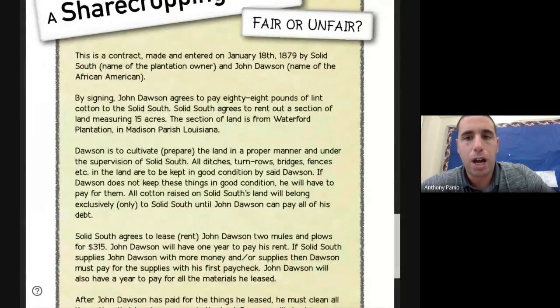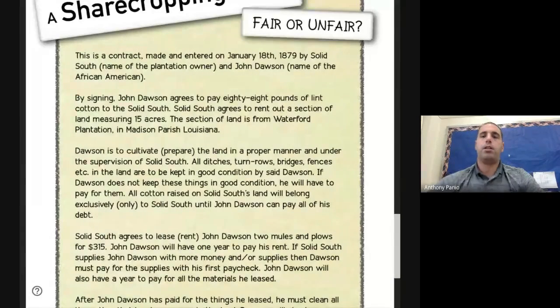By signing, John Dawson agrees to pay 88 pounds of lint cotton to the Solid South. Solid South agrees to rent out a section of land measuring 15 acres. The section of his land is from Waterford Plantation in Madison Parish, Louisiana. So John Dawson gets 15 acres of land, and he has to grow a total of 88 pounds of lint cotton. Now, I know you're not farming experts, and neither am I, by any means.